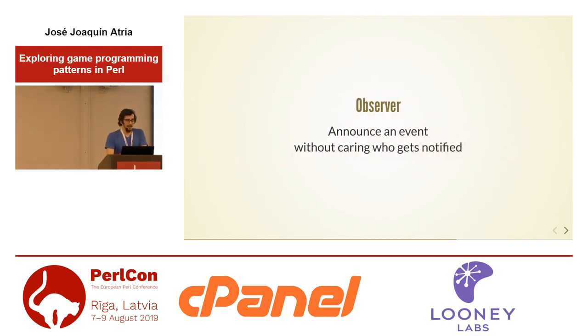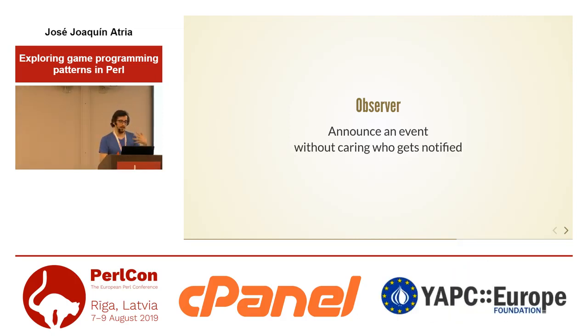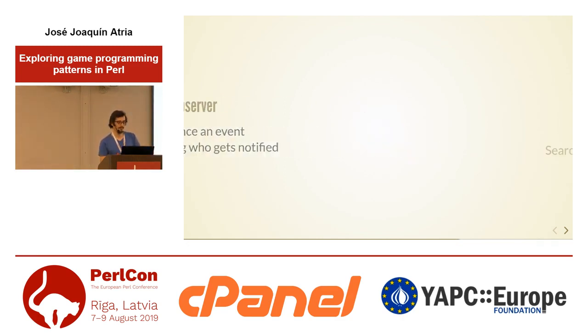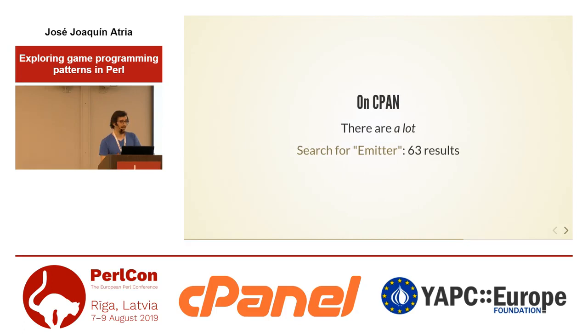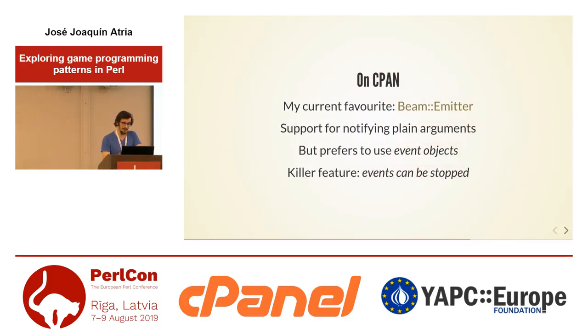Another pattern that I ended up using is the observer pattern, which basically the idea is that you can announce that something has happened without caring who is listening. And actually there's a lot of modules on CPAN that do this. If you search for emitter, you get about 63 different results. My current favorite is Beam::Emitter, which allows you to use it like most of the other libraries around, where you can just pass a plain list of arguments, like say Mojo::EventEmitter.